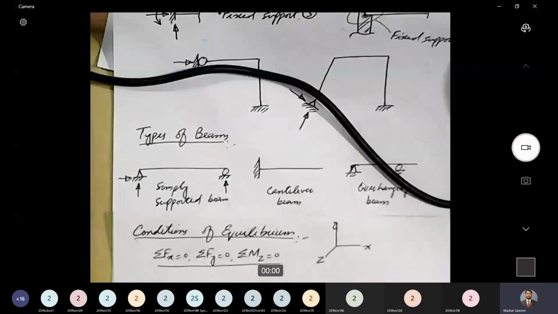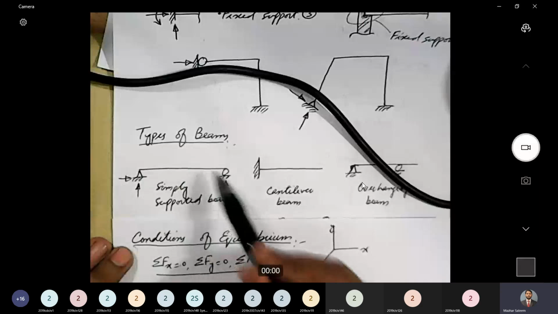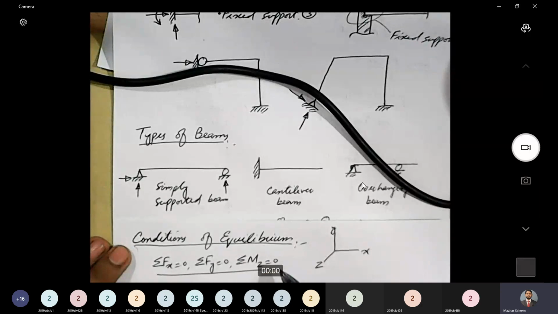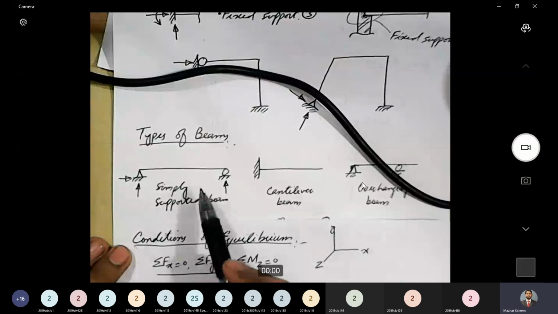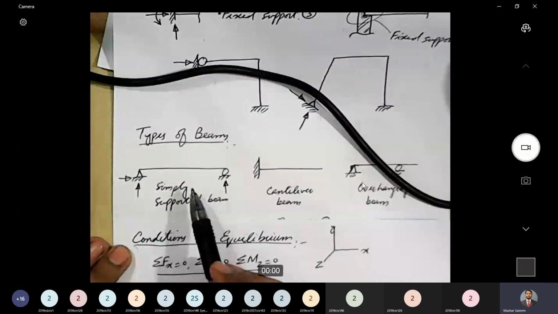How many equations are there? Three equations. So can this system be analyzed using these three conditions or equations? Yes, this can be analyzed. We have three unknowns and we have three equations. So this system, the simply supported beam, can be analyzed using conditions of equilibrium only. So we will call this beam a determinate beam. Simply supported beam is a determinate beam.